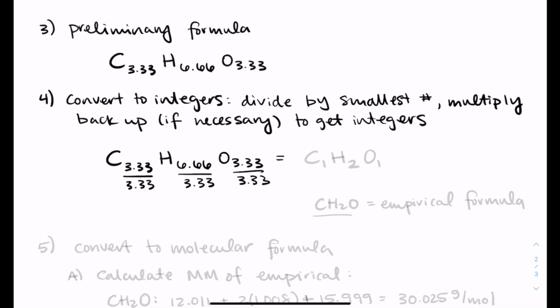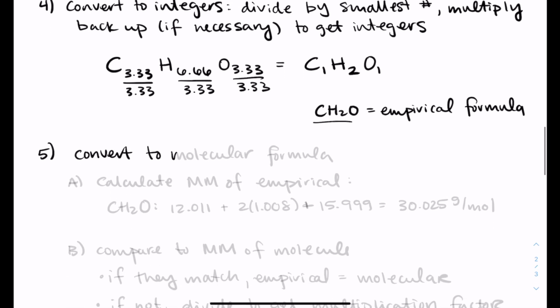The next step is to convert to integers. So divide by the smallest number, and then if you need to, multiply back up to get integers. So the smallest number is 3.33. If I divide everything by that, I get carbon with a subscript of 1, hydrogen with a subscript of 2, and oxygen with a subscript of 1. Now you don't have to write the ones in. I just put it here to show that I didn't completely forget about those values. So my empirical formula is CH2O.